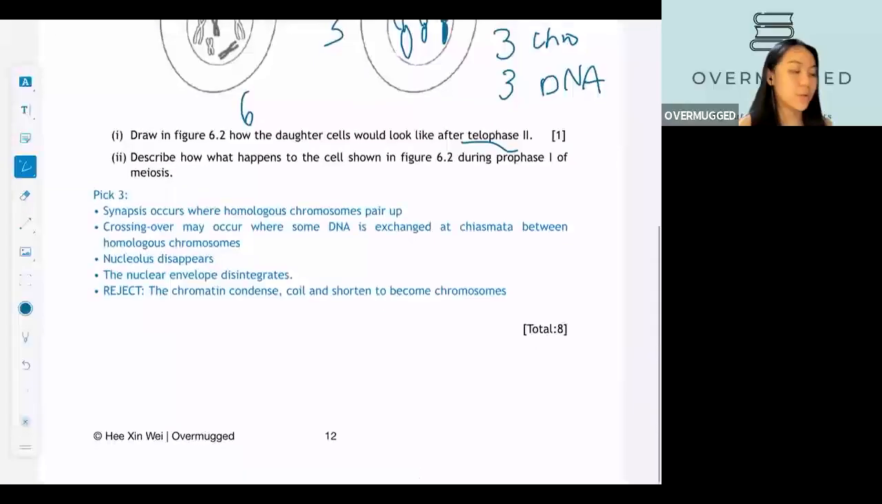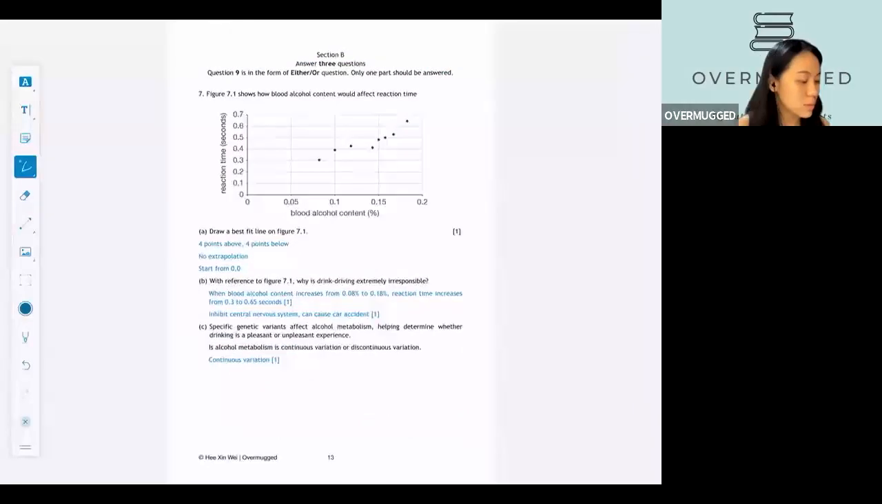Describe what happens during prophase one. This is in your notes.